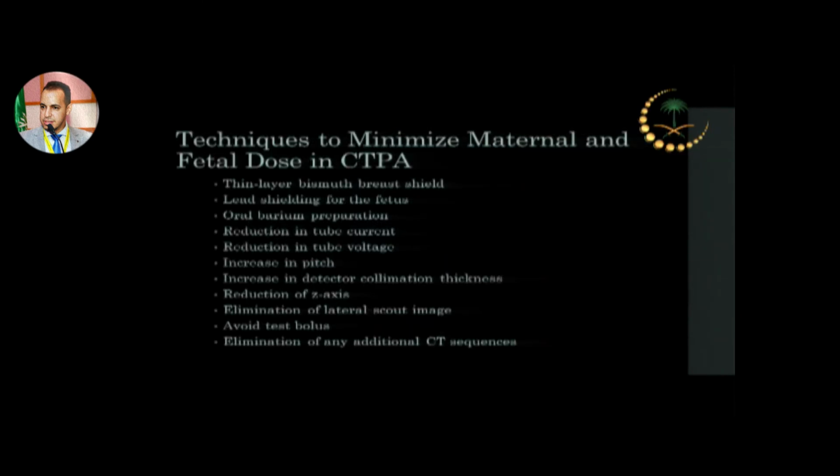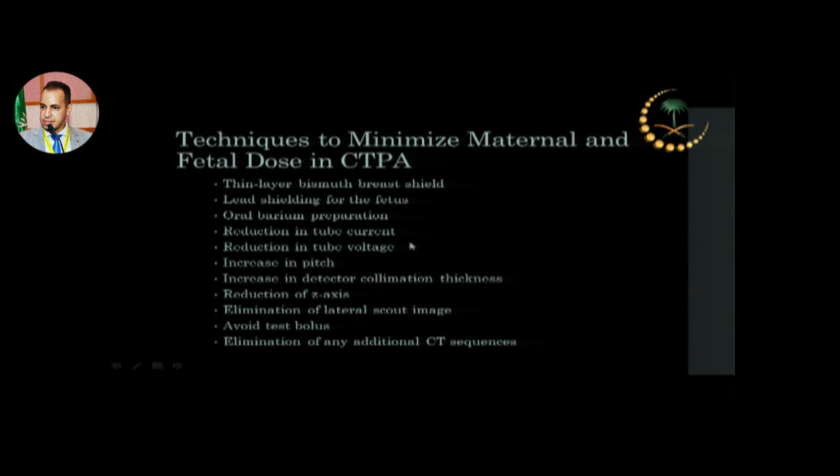So, as you know, because of the risk of radiation to the fetus and to the mother from CT, there are certain techniques we can follow during CT to minimize the risk of radiation. One of them is using breast shields to eliminate the radiation dose to the breast. The breast is a very radiosensitive organ. Lead shielding to the fetus, and also oral barium given to the mother. The oral barium forms a coat around the uterus, which also helps protect the fetus from scattered radiation.